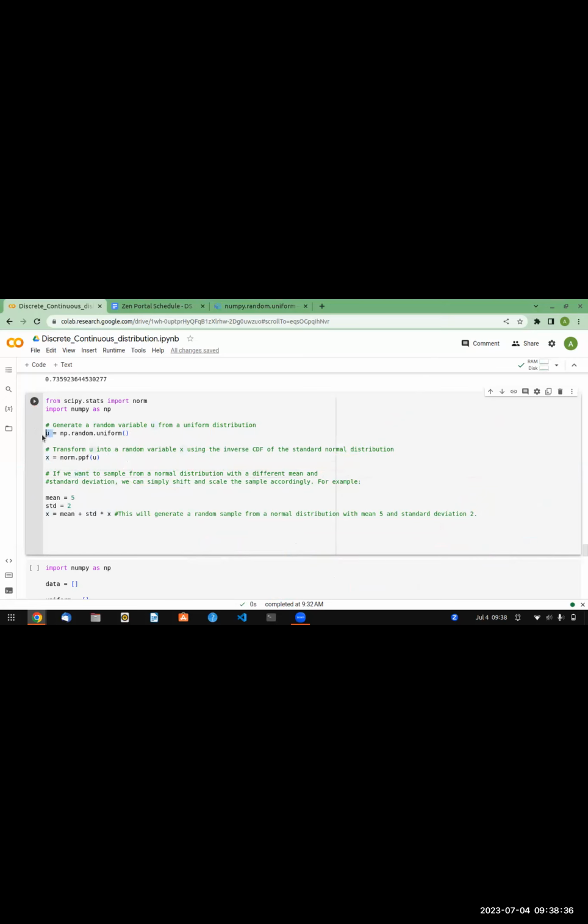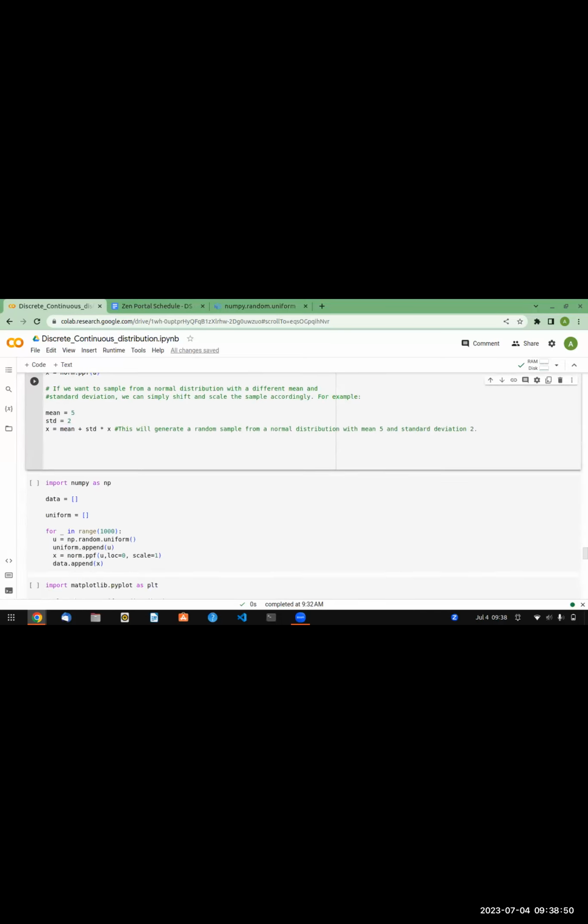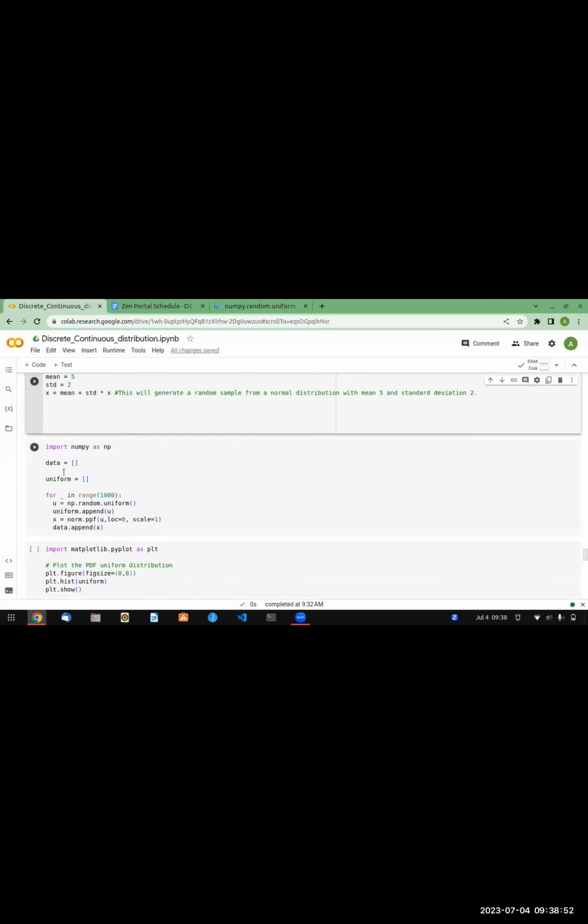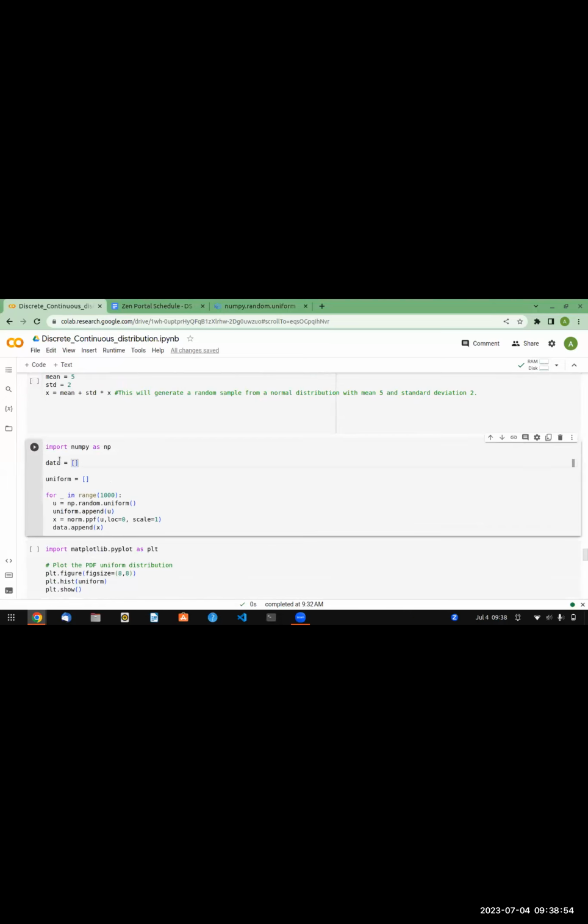Every time a new number will be generated, 1000 times a new number will be generated, and the only difference that I'm going to make is I will create an empty list and store these details. That's all that I'm going to do. Okay, so let's do that. If you see here, I'm creating a data list, an empty list, which will be my original sampling data.